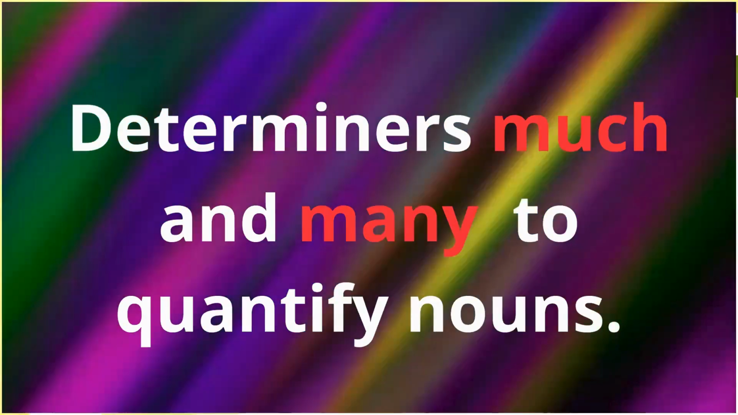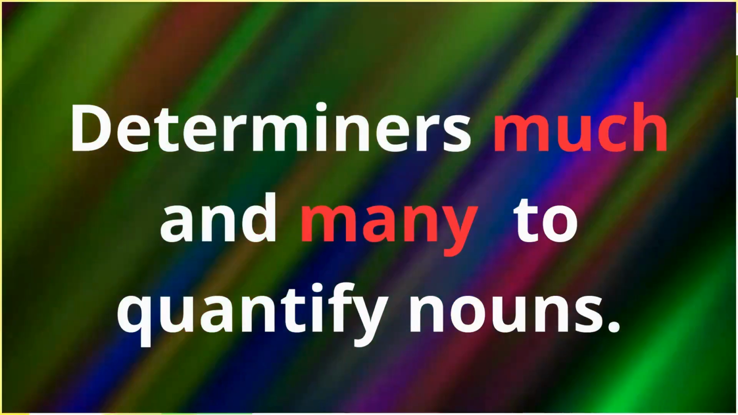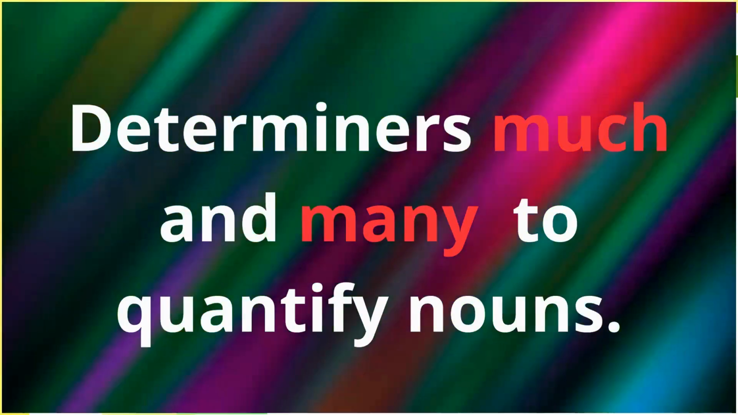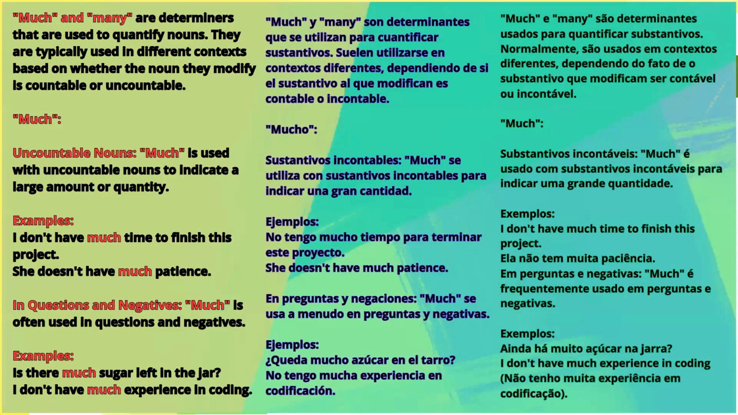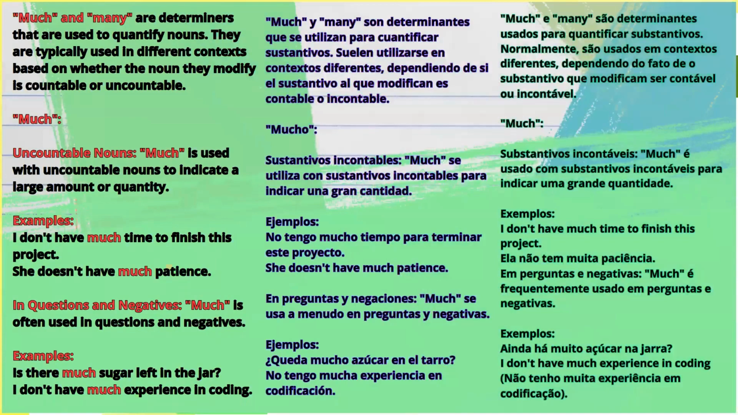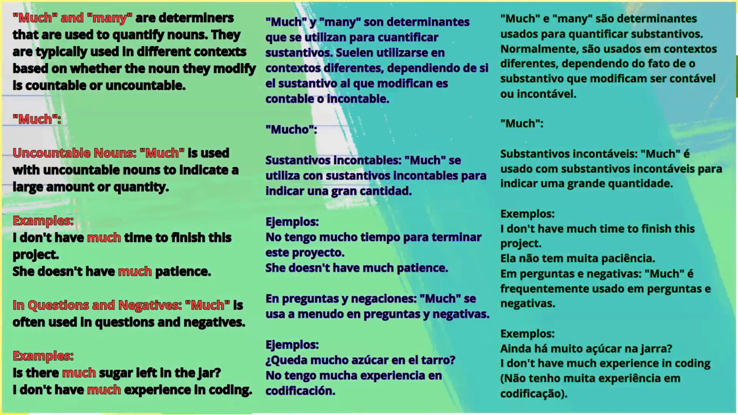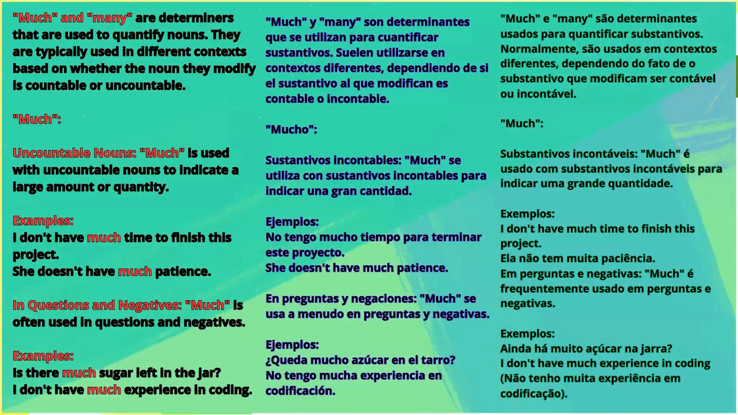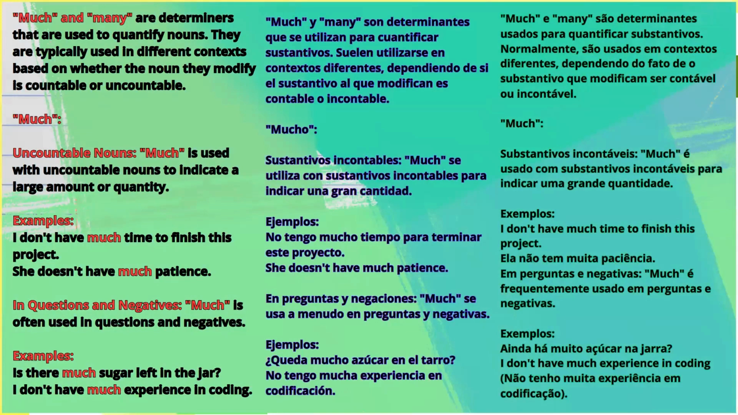Determiners much and many to quantify nouns. Much and many are the determiners that are used to quantify nouns. They are typically used in different contexts based on whether the noun they modify is countable or uncountable.